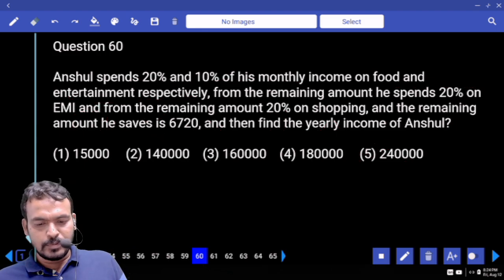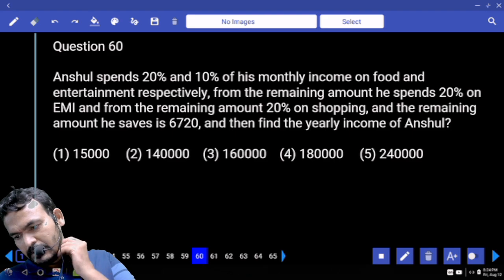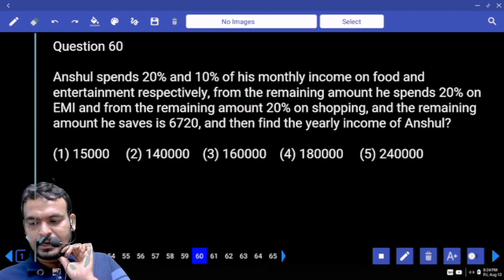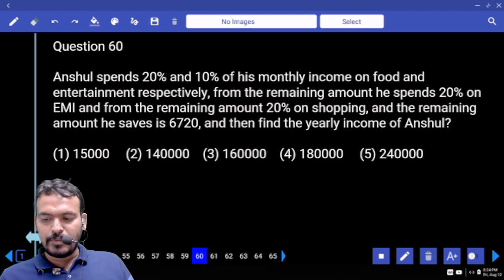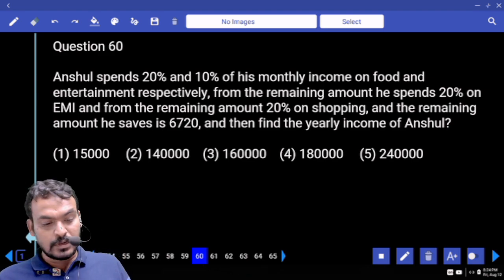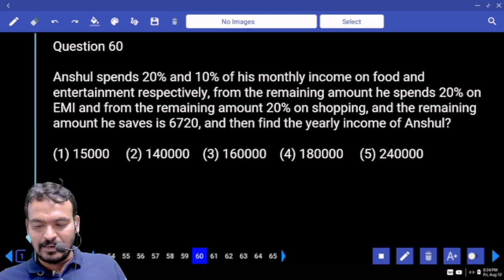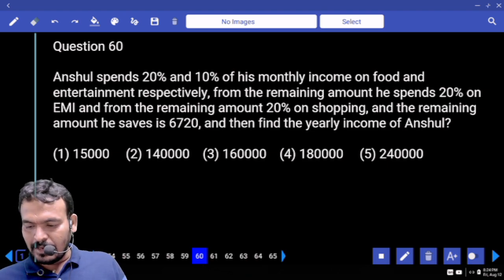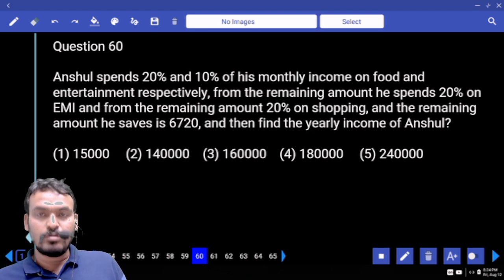Anshul spends 20% and 10% of his monthly income on food and entertainment respectively. From the remaining amount, he spends 20% on EMI and from the remaining amount 20% on shopping. And the remaining amount he saves, 6720. Then find the yearly income of Anshul.